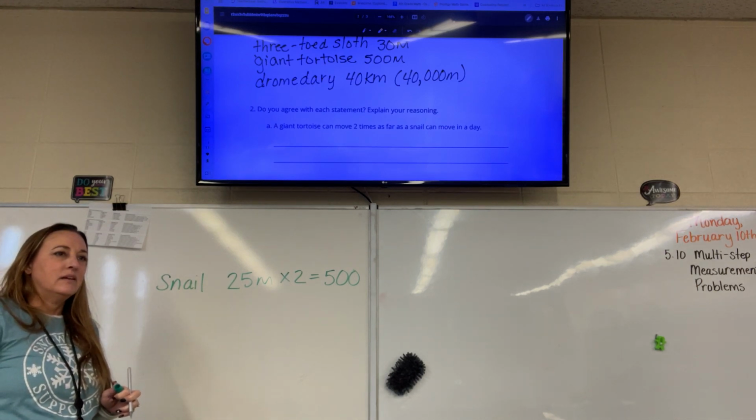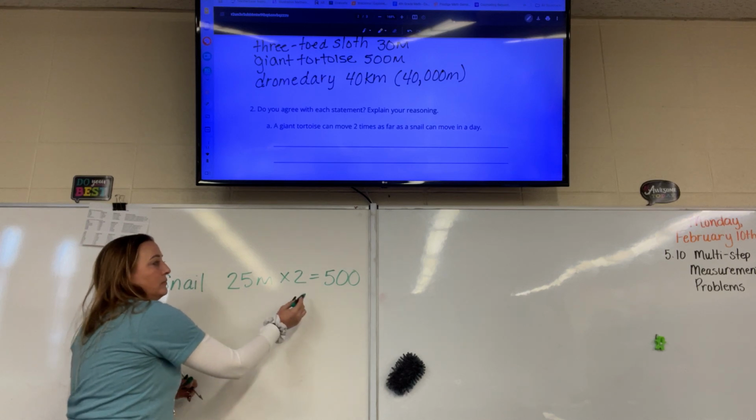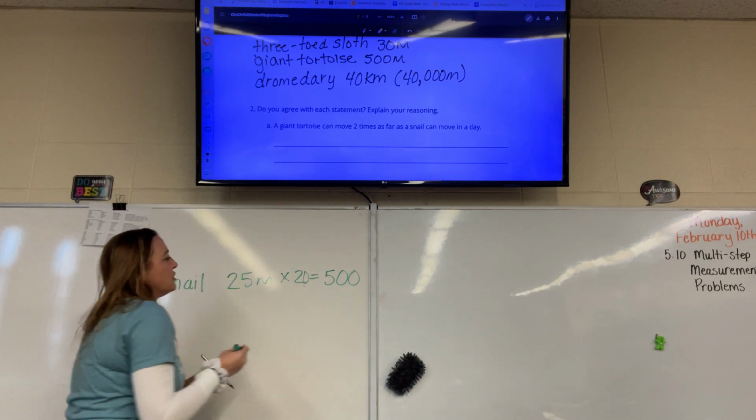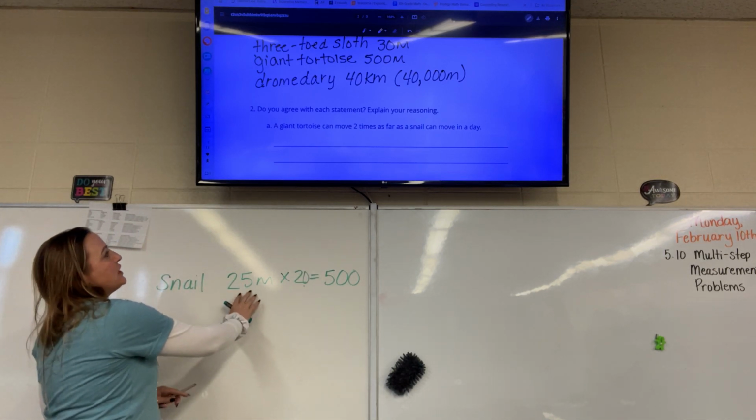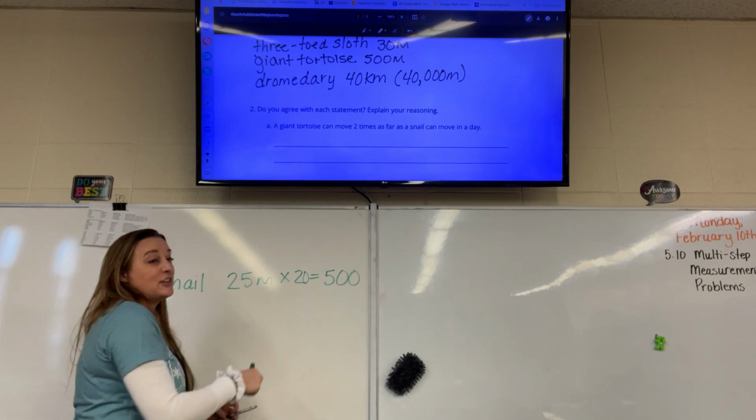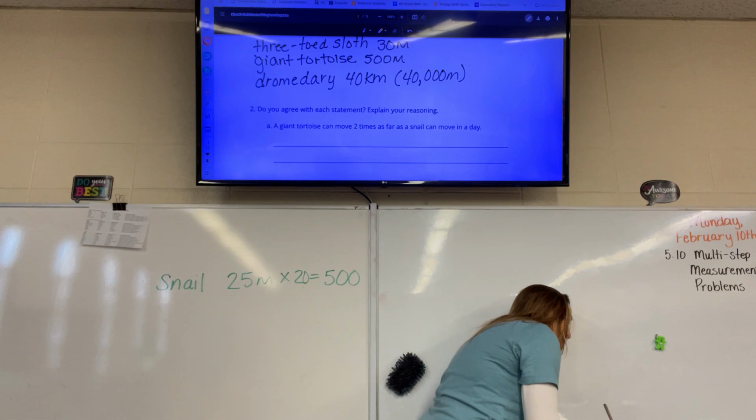We would make 25 meters to 150. Or make that to a 20. So that's the one we're going to change, because we can't change how far the snail ran, but we can say it's not 2 times, it's 20 times. Does that make sense? So we're going to say, do we agree with that? No.